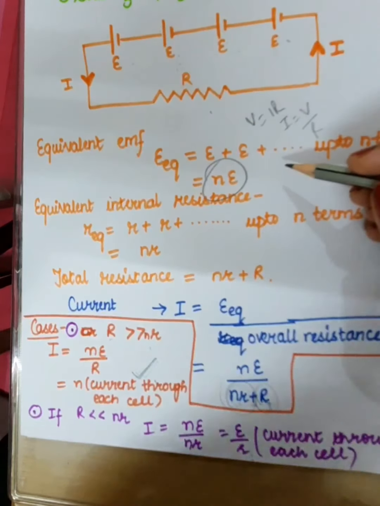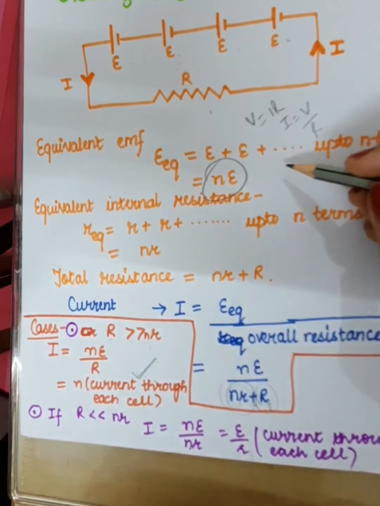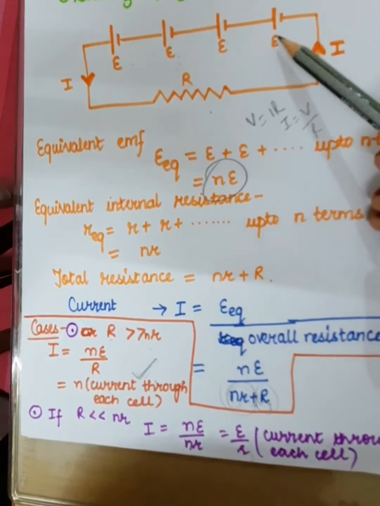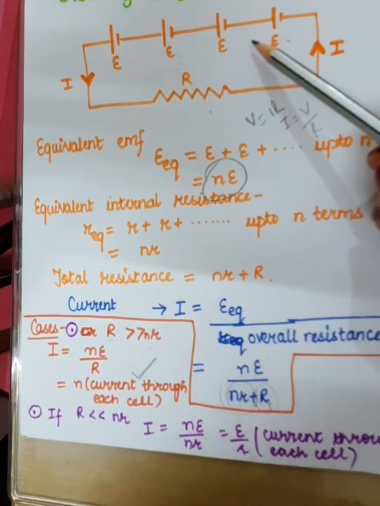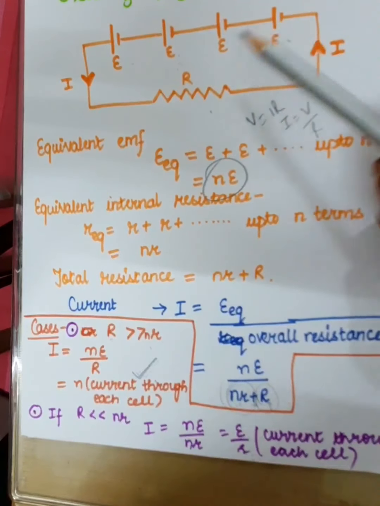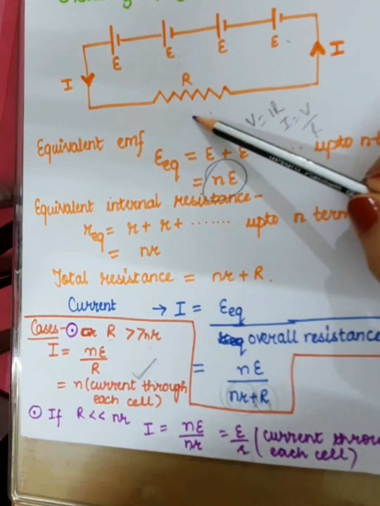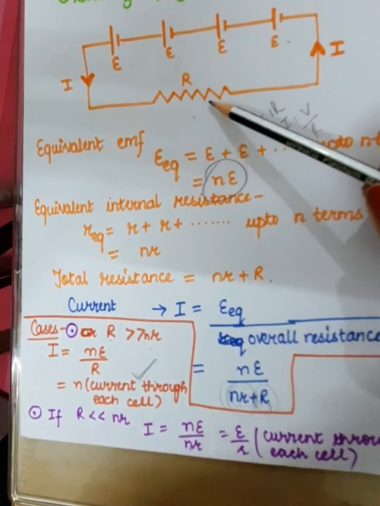But if you want the battery to supply a good amount of current, then you must ensure that the cells in the battery have internal resistance, but that internal resistance is very, very little in comparison to the external resistance that you are using. Okay, so that way we go for series grouping of cells.